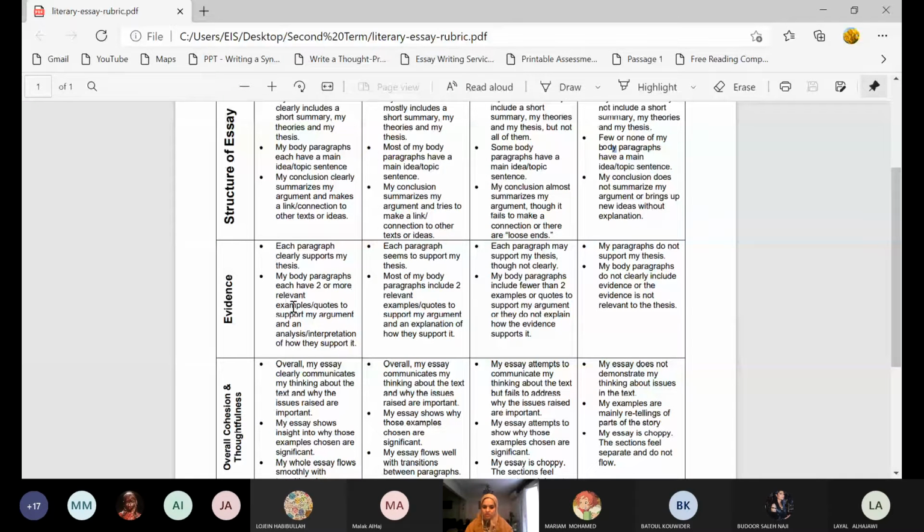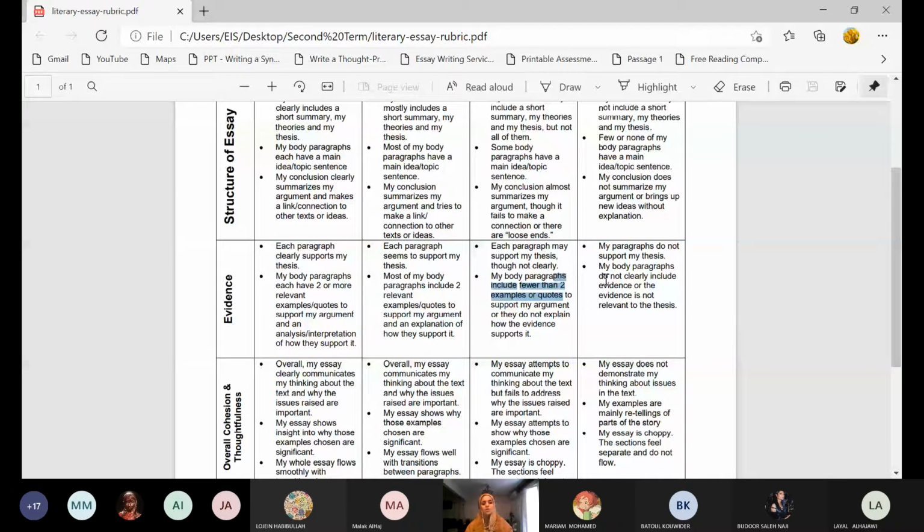Here, when do you get a very good one? When not each paragraph seems to support the thesis, but most of the body paragraphs include 2 relevant examples, most, not all. Here, when your body paragraphs include fewer than 2 examples, you take a good, not an excellent mark. Here, when your paragraphs do not support the thesis, when your paragraphs do not clearly include evidence, here you do not get the mark. Here, overall cohesion and thoughtfulness.